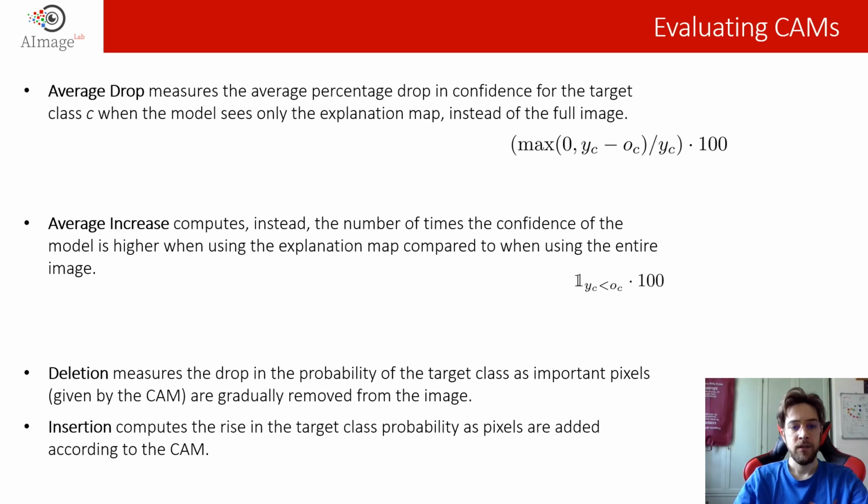Other metrics used to evaluate the CAM-based approaches' performances are deletion and insertion. Deletion measures the drop in probability of the target class as important pixels given by the CAM are gradually removed from the image, while insertion computes the rise in the target class probability as pixels are added according to the CAM. Both metrics are expressed in terms of the total area under the curve. As it can be noticed, they are considering only the model confidence as well.